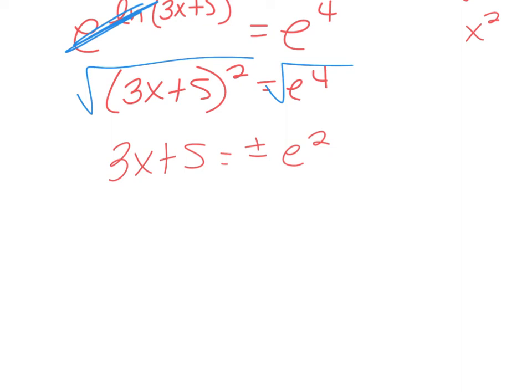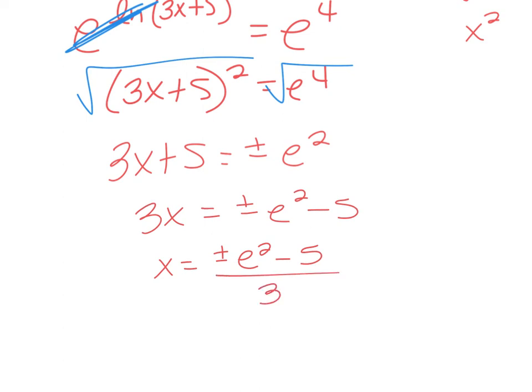Let's keep solving. So I'm going to minus 5. So I have 3x equals, do not forget your plus or minus, e to the second minus 5. Then divide everything by 3. So x is going to equal plus or minus e squared minus 5 all over 3.